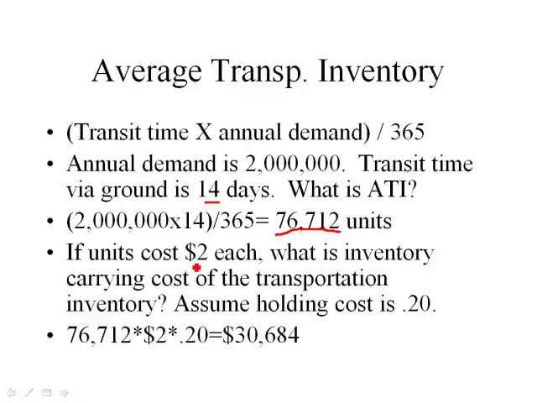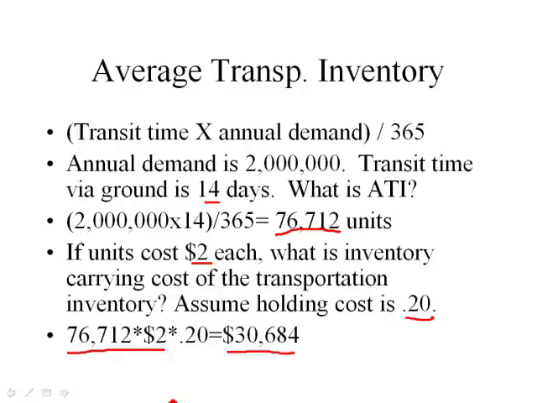Well, if the units cost $2 each and I have a holding cost of 20%, then we just use the same formula that we used before. That's 76,000 units at $2 a unit. It's about $140,000 worth of stuff, and if my annual carrying cost is 20%, then it costs me about $30,000 to carry that inventory.